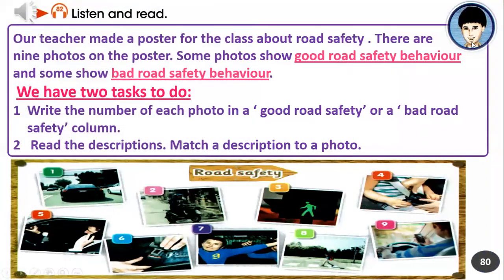Here we have a conversation. Wissam is talking about his teacher. He said his teacher made a poster about rules how to be safe on the road. He said our teacher made a poster for the class about road safety. There are 9 photos on the poster. Some photos show good road safety behavior, and some show bad road safety behavior.